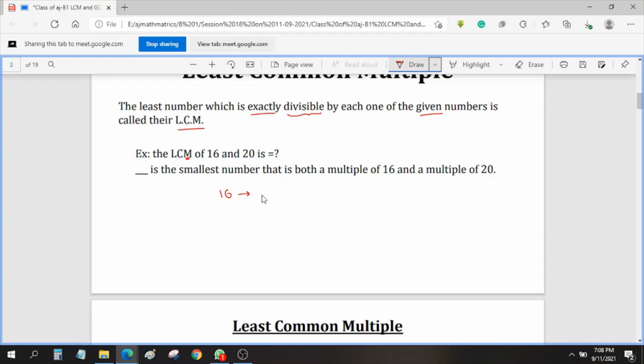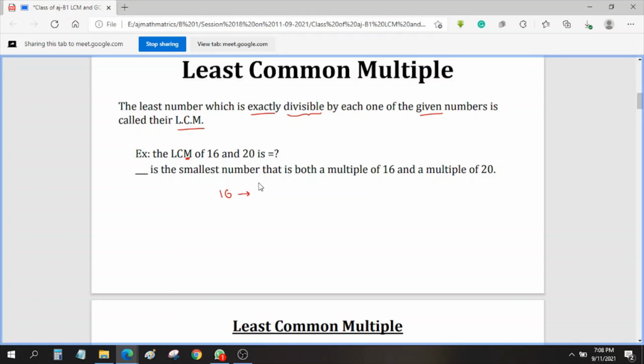What are the multiples we have for 16? Multiples for 16 means, in the 16 multiplication table, the numbers which are there on the right side, we call those the multiples. So 16 multiples are 16, next 32, next 48, and then 64, and then 80, and then 96, and so on. Multiples are unlimited. Remember this point, multiples are unlimited.